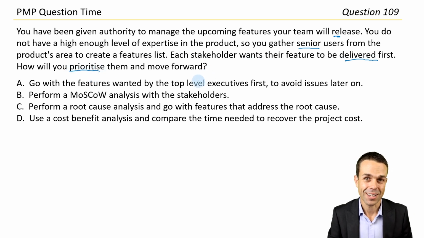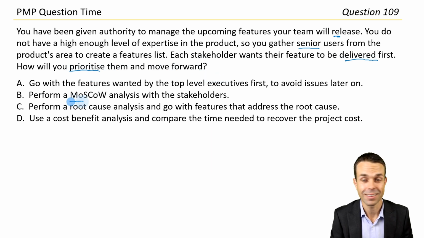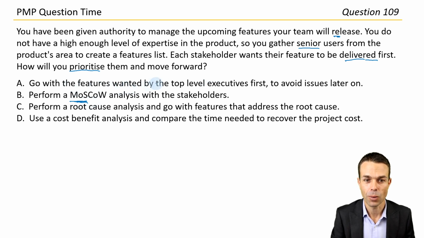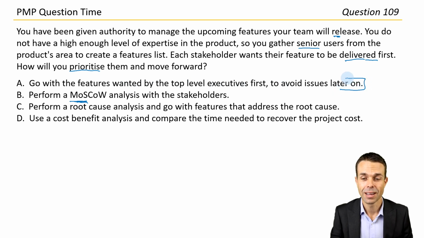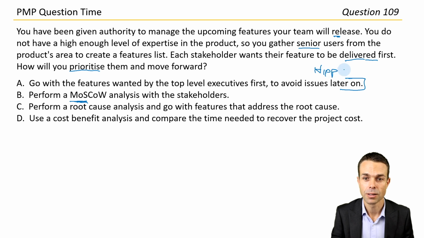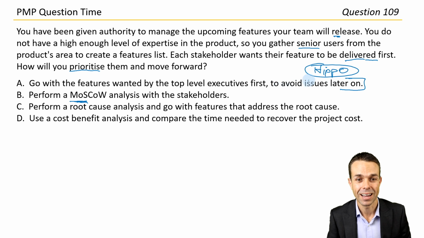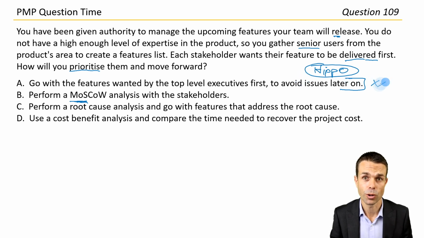Okay, this is just on prioritization. So we can do this one. And I see Moscow here, that's really good. So wonder what else we have. Go with the features wanted by the top level executives first to avoid issues later on. We could do this, in fact there's a name for it, the highest paid person's opinion, the HiPPO. You will see that a little bit, but you might appease the high-level executives, but they may not be close enough to the work to understand what's really needed. So that can be a dangerous thing. Let's put a no for now.